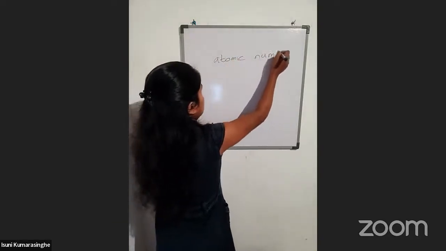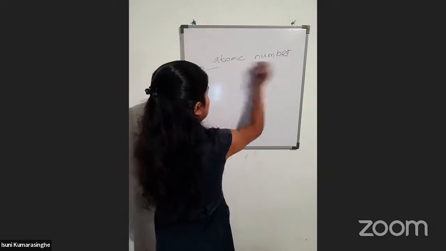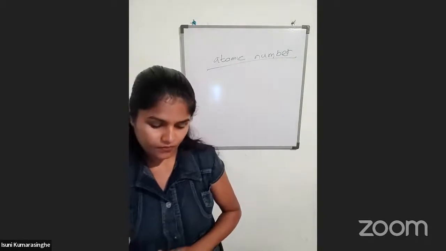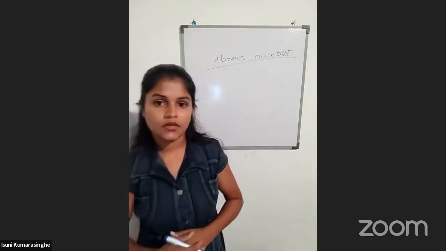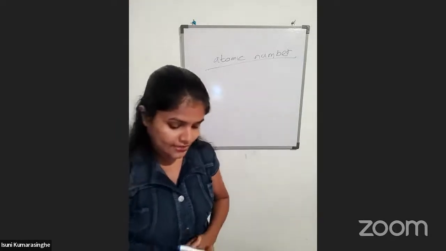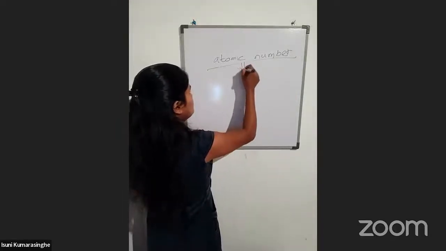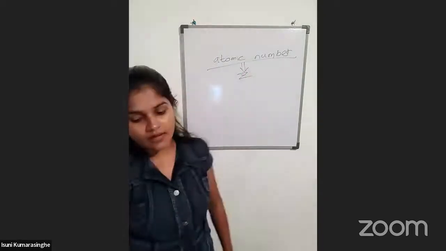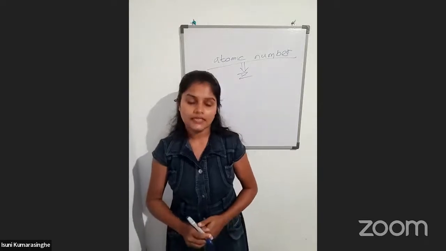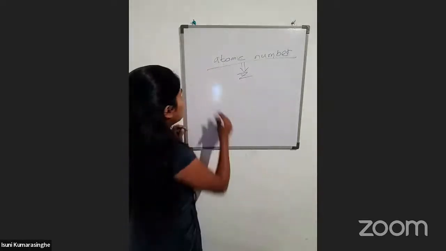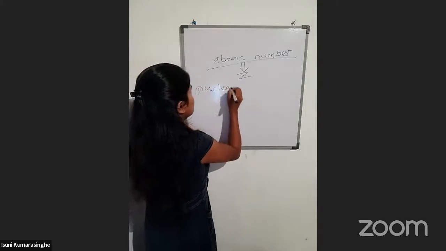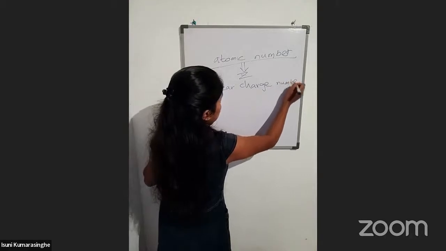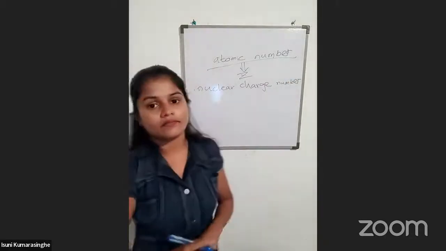Atomic number. What is the atomic number? We symbolize the atomic number as Z. We call it the nuclear charge number as well.